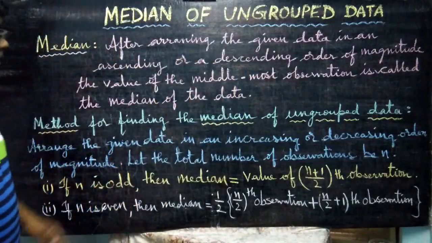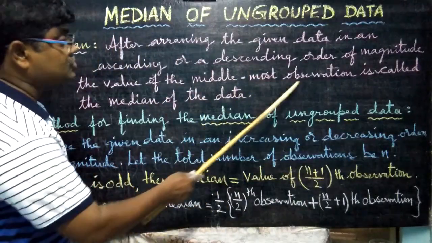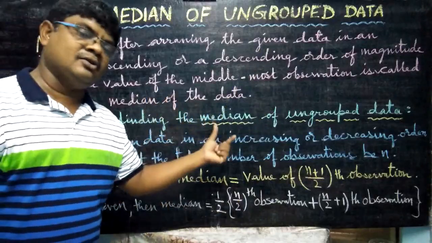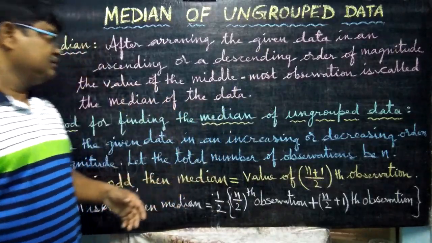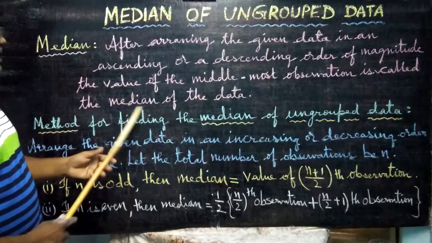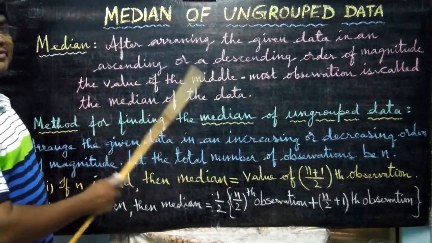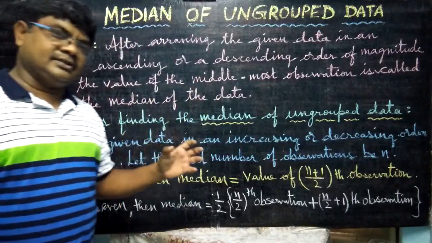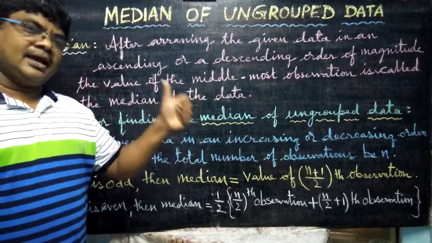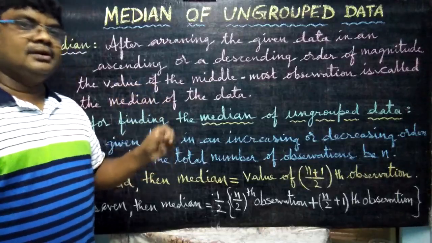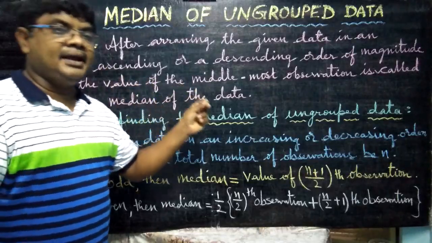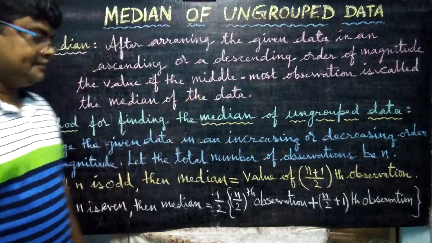Afterwards, the middlemost observation or middlemost value, I told you about this in the previous class also, is the median of the data. This is the definition of median. Now everybody understood, I think. First thing, arranging in order. Second thing, the middlemost value. That is the answer of the median.